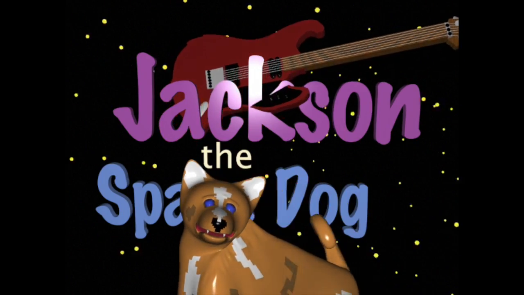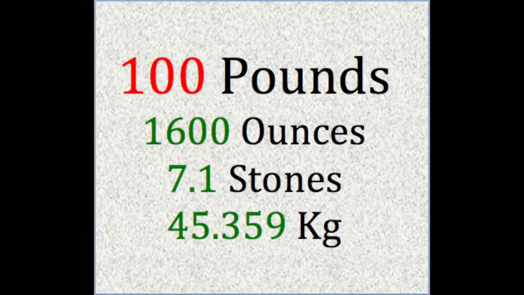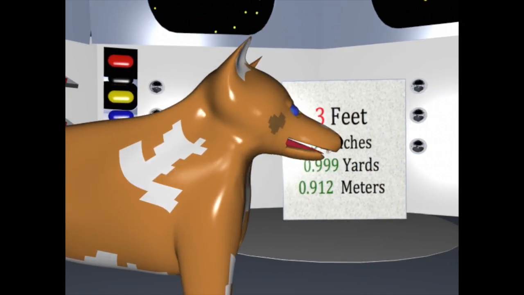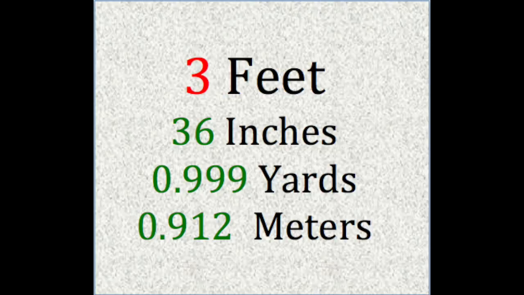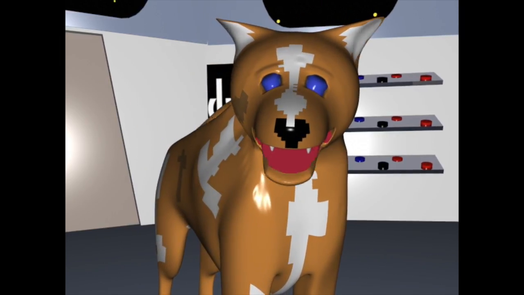That's me! Did you know that I weigh 100 pounds, which is the same as 1,600 ounces, which is the same as 7.1 stones, which is the same as 45.359 kilograms? Also, I am 3 feet long, which is the same as 36 inches, which is the same as 0.999 yards, which is the same as 0.912 meters. That is very confusing.